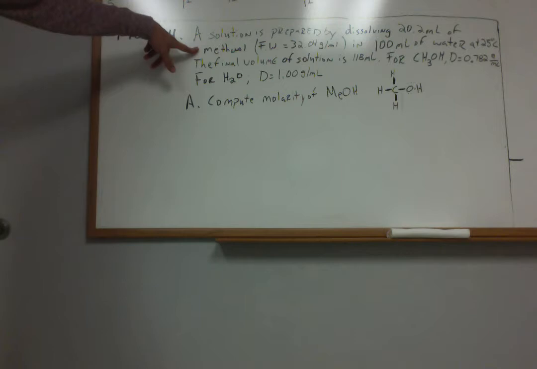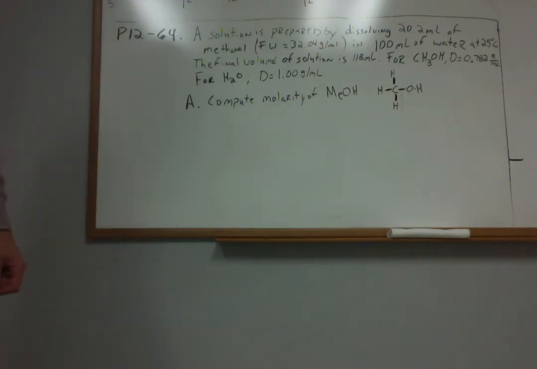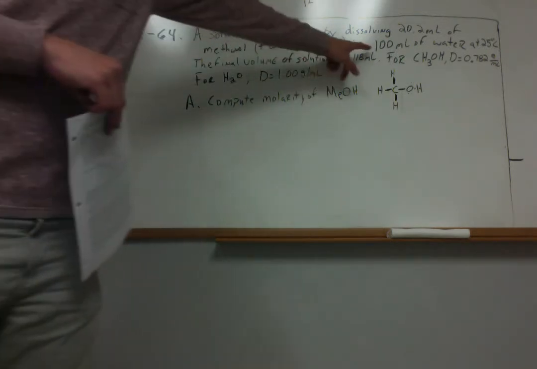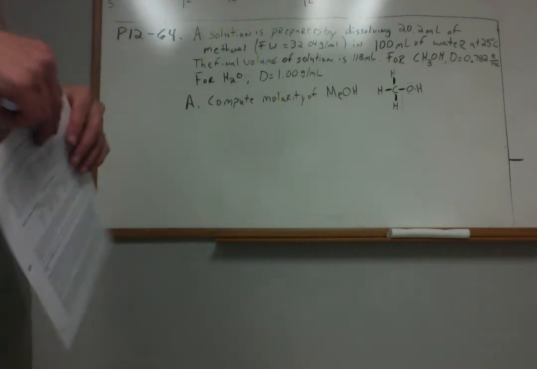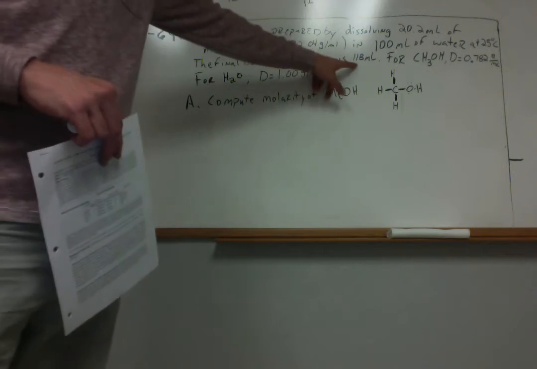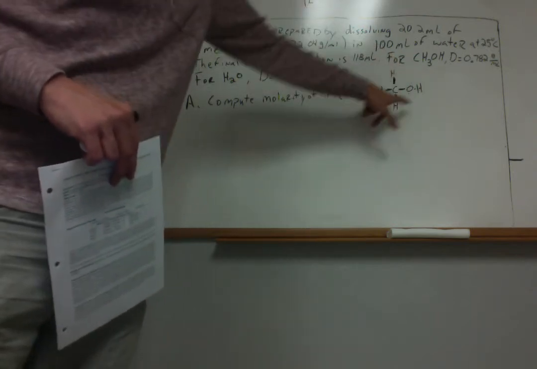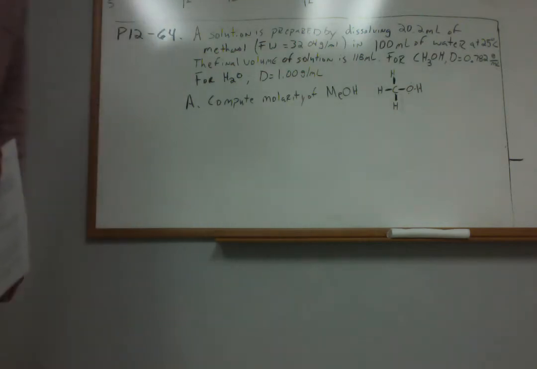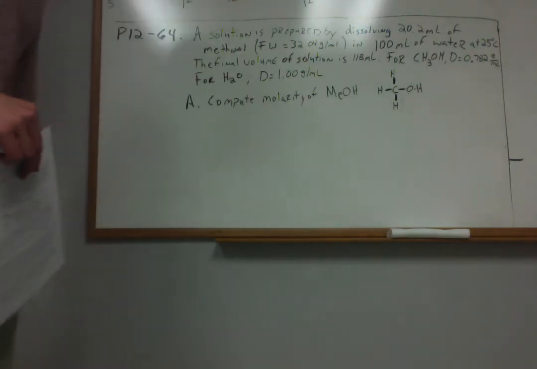Now, methanol is a liquid organic solvent. It's got a molar mass of 32.04 grams per mole. We're going to dissolve that in 100 milliliters of water at 25 degrees Celsius. The final volume of the solution is going to be 118 milliliters. For methanol, this is its formula, this is its structure. Its density is 0.782 grams per mil. And for water, its density is right at 1 gram per milliliter.